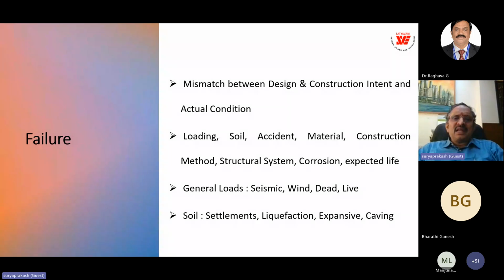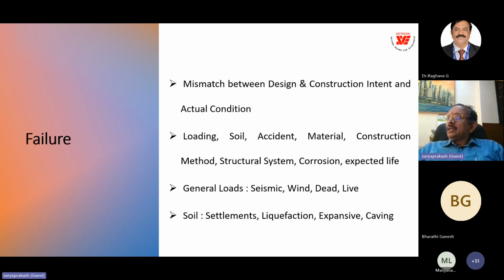That means we have a design intent. In design intent, we mention the grade of concrete, cover, exposure condition of the concrete, and reinforcement condition, and the construction methodology we mention. Suppose in the actual condition, if they don't follow the material properties or the construction methodology, then this kind of mishaps do happen.